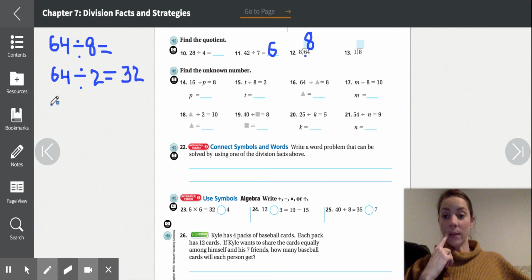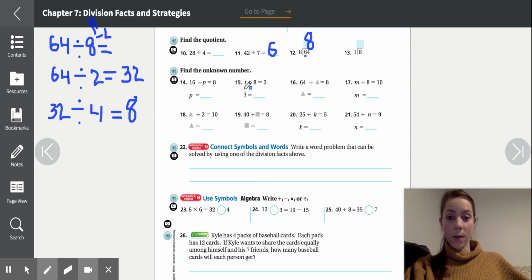Now I have to take that 32 and do the other factor of 8. Remember, it's really a 2 times a 4. So now I have to do the 4. 32 divided by 4. Now this one, a lot of you might know. 32 divided by 4 is 8. So we got the same answer if we broke down 8, instead of doing 8, we did it 2 times a 4.